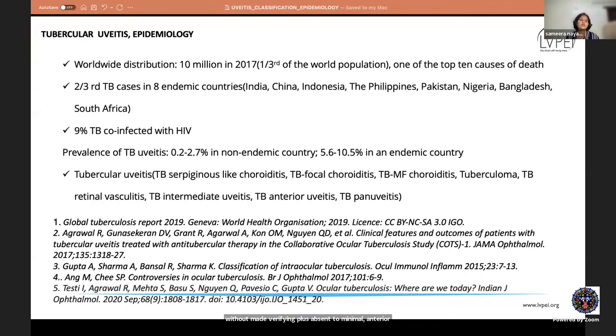Next is tubercular uveitis. Tuberculosis has worldwide distribution, and this is one of the top 10 causes of death worldwide. Two-thirds of TB cases are in 8 endemic countries, including India.